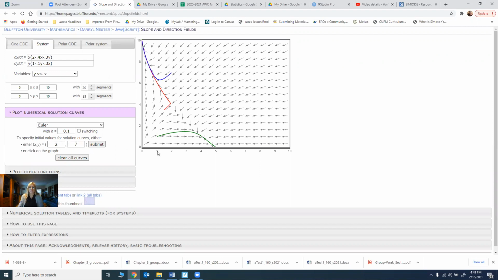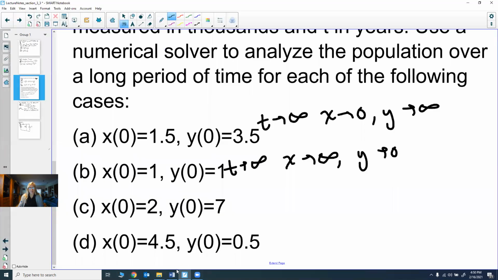Again, what we're doing is we're coming over here, 2 for the x, 7 for the y. And we can see that we start off here, we follow this curve along, and then suddenly the y is going to take off and the x doesn't. So again, what's happening is that the x population, whatever that happens to be, is not able to compete with the y. So the x goes to 0, the y is going to get bigger and bigger and bigger.